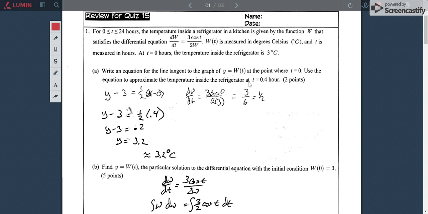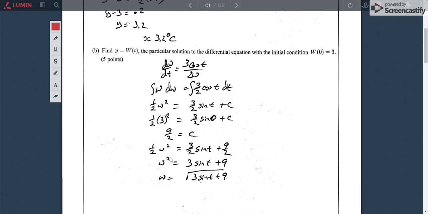Then we want to use that to approximate our temperature at 0.4. So I plug 0.4 in for x. 1/2 times 0.4 gives me 0.2. Add the 3 over, I end up with 3.2. So at the time 0.4 hours, our temperature is approximately 3.2 degrees Celsius.